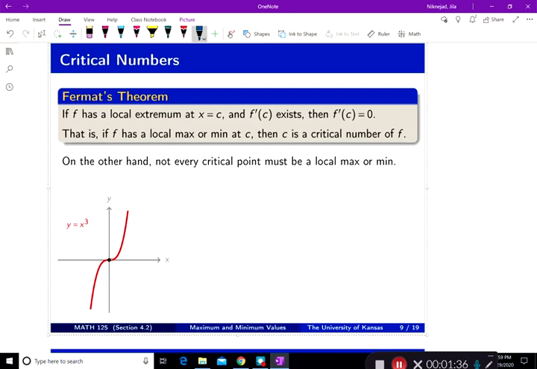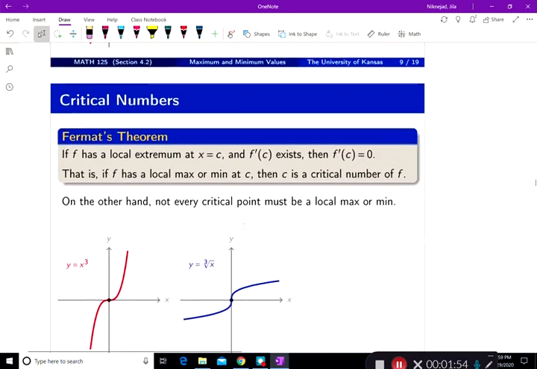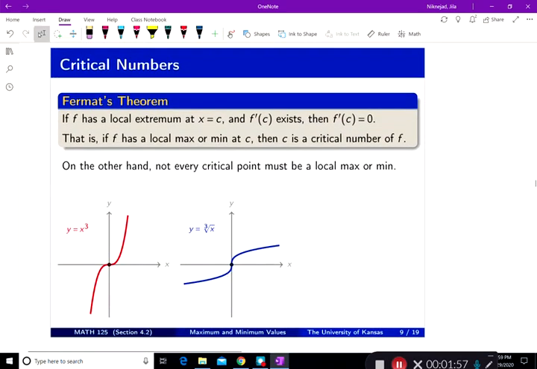Here, if you look, the tangent line is horizontal. Horizontal means f prime at c equal to 0 is equal to 0, but c equal to 0 does not give a local min or local max. It gives you something called a point of inflection. In here, this one was y equal to x cubed. This one is the cubic root of x, y equal to cubic root of x.